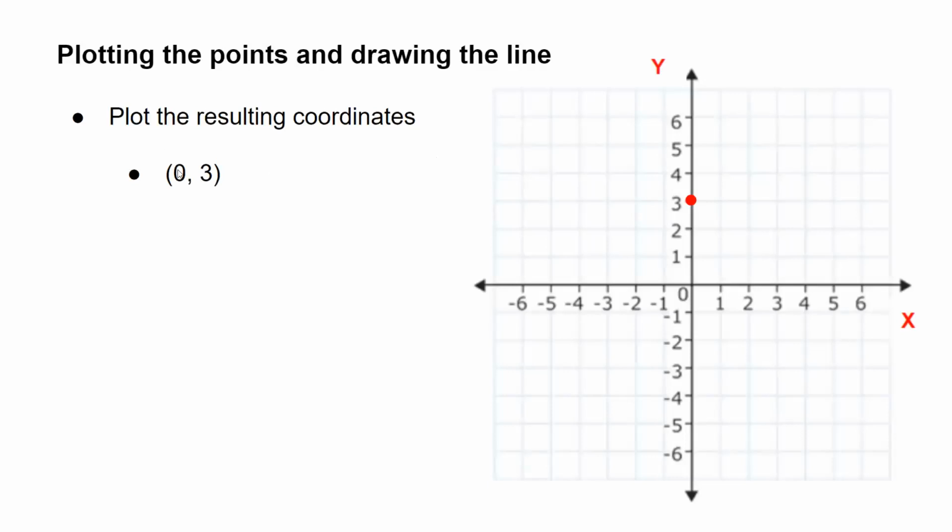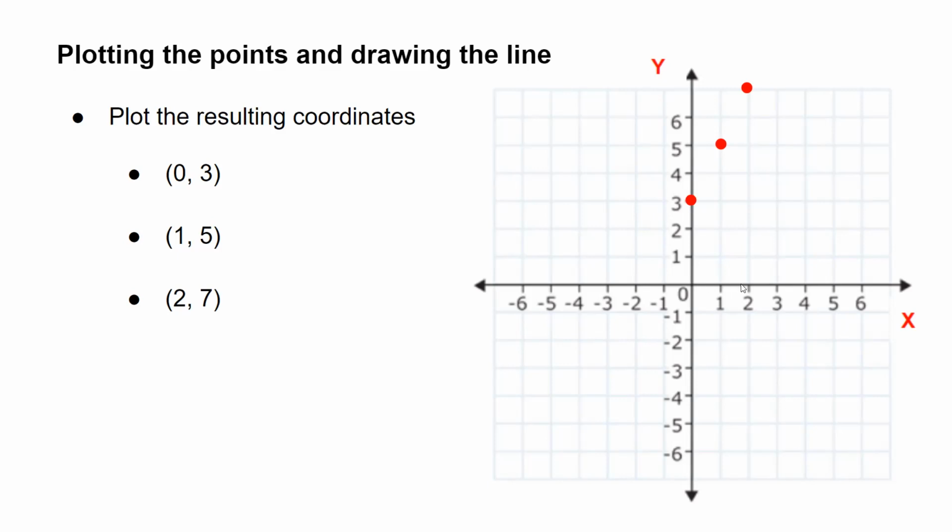There is 0, 3. X is 0, y is 3. We plot that point. Next point. X is 1, y is 5. Now, the reason that I suggest a third point is that if we made a mistake on this second point, we would draw the wrong line. But by getting a third point, we can make sure that they're all in a line. And if they're all in a line, then we should be good. Then we know that we didn't make a mistake.